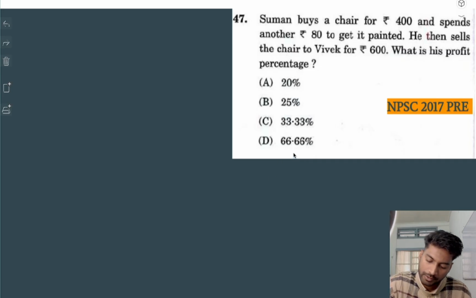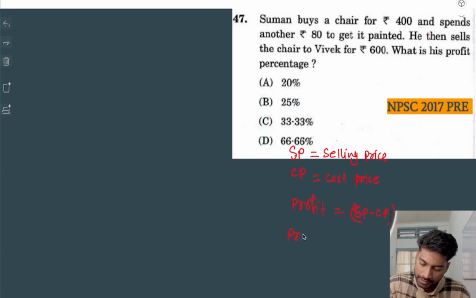Always remember there are two terms, SP and CP. SP means selling price and CP means cost price. Profit equals SP minus CP. Profit percentage means profit by CP into 100. Remember this. These are our basic formulas. Loss percentage means loss by CP into 100.